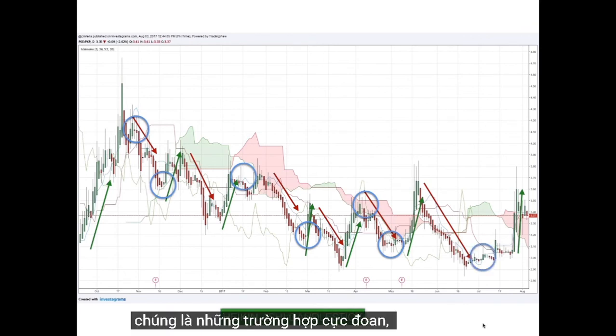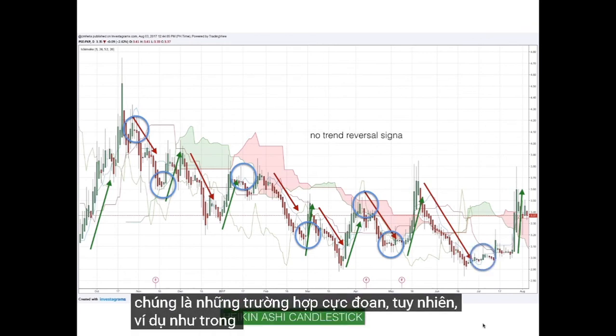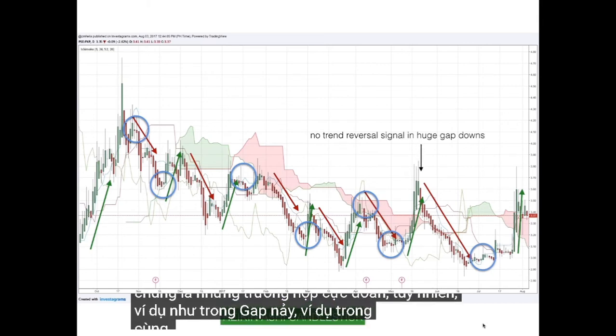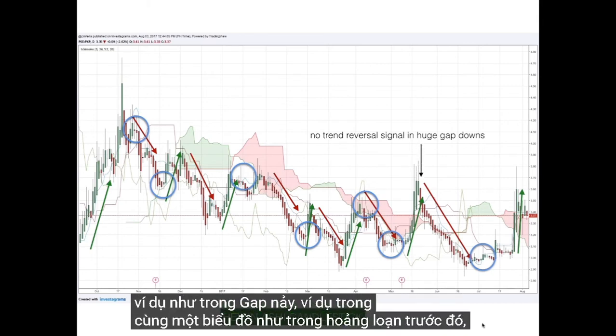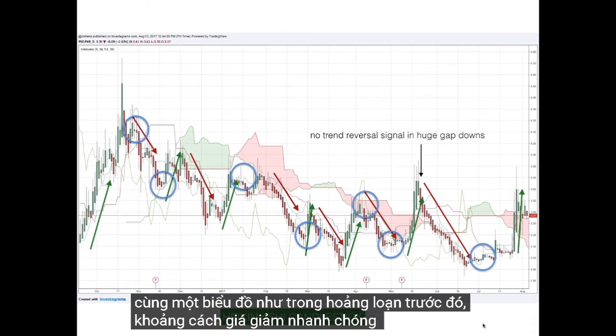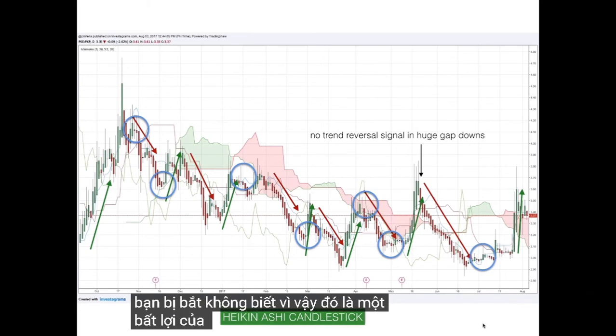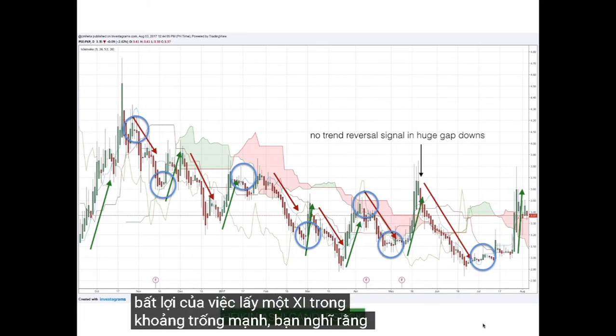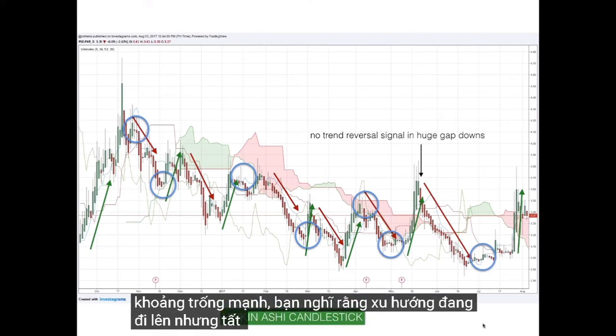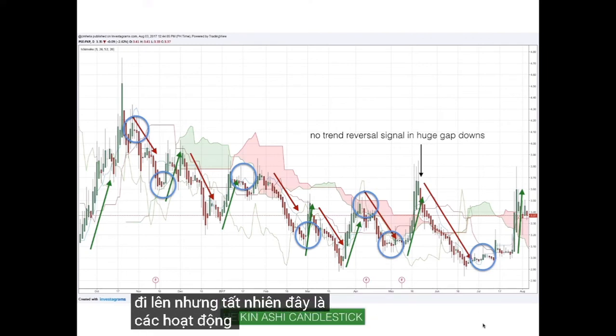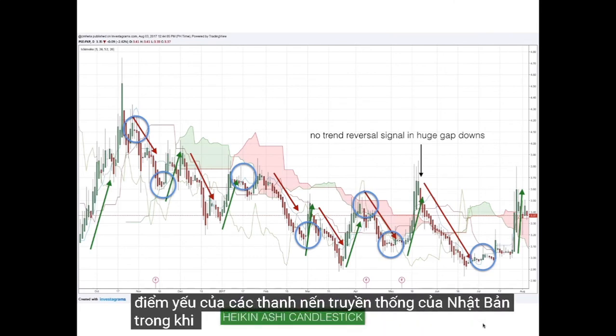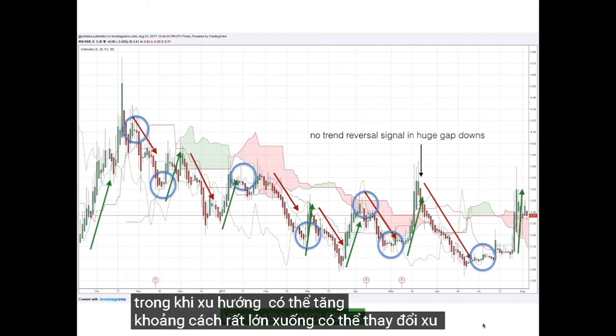There are extreme cases, however, for example, in gap downs. For example, in the same chart as in PXP earlier, price gapped down quickly in this area, so you're caught unaware. So that's a disadvantage of Heikin Ashi in strong gap downs. You think that the trend is going up, but of course these are event-driven activities. These are also weaknesses of traditional Japanese candlesticks. While the trend may be up, a huge gap down can change the trend all of a sudden.